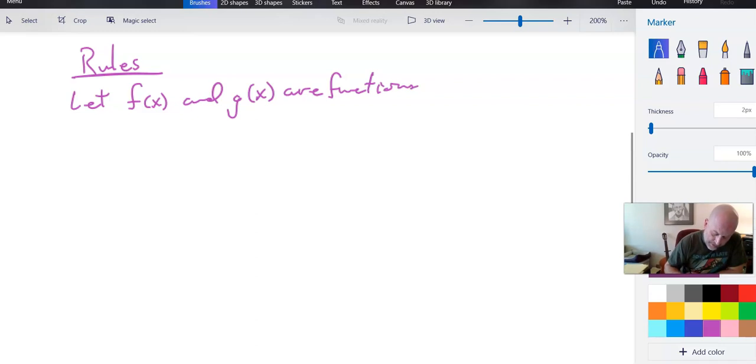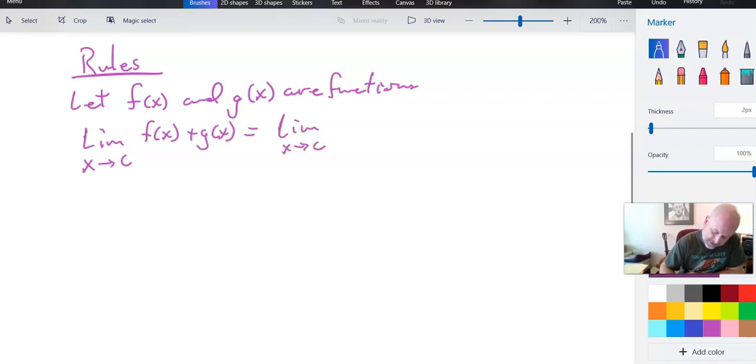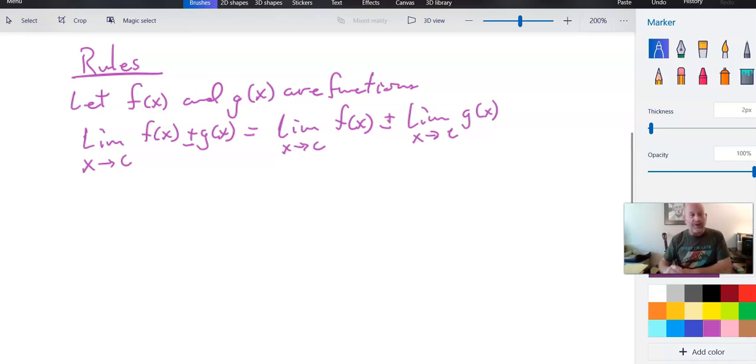Okay. Now, if I have the limit as x approaches c, and c is just some number, of f of x plus g of x, I can split them. I can look at this as the limit as x approaches c of f of x, and actually this is true for minus as well, plus or minus the limit as x approaches c of g of x. Right? Pretty straightforward. If you have two different functions being added together, you can take their limits separately.